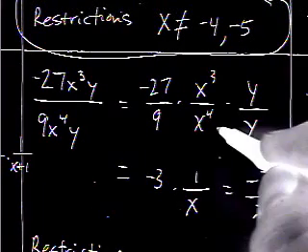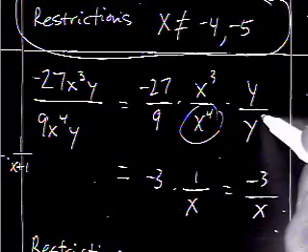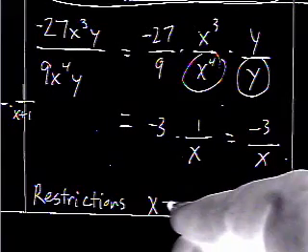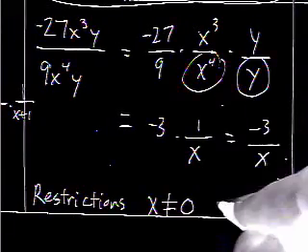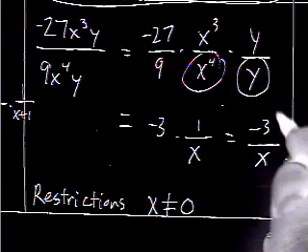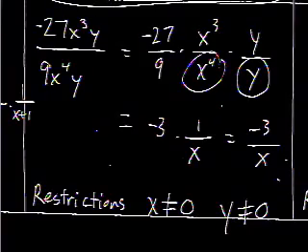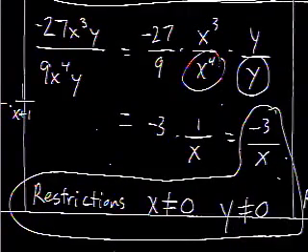Now, what are the restrictions? Well, right here you're going to find a restriction. And right here you're going to find a restriction. X cannot be equal to 0, right? Because 0 to the 4th power is 0, and that would cause a huge problem in my denominator. Also, y cannot be equal to 0. That would also cause a big problem. So, here's my simplified answer with my restrictions.